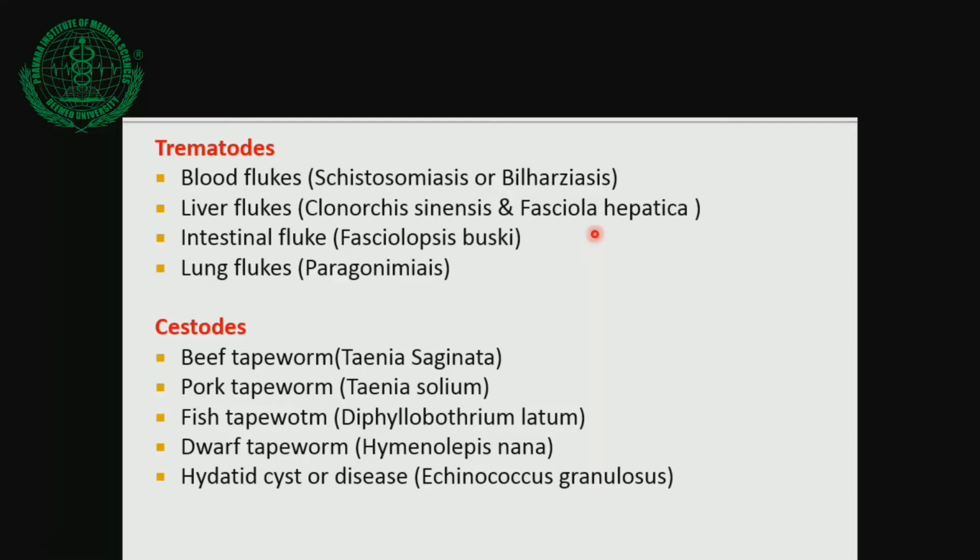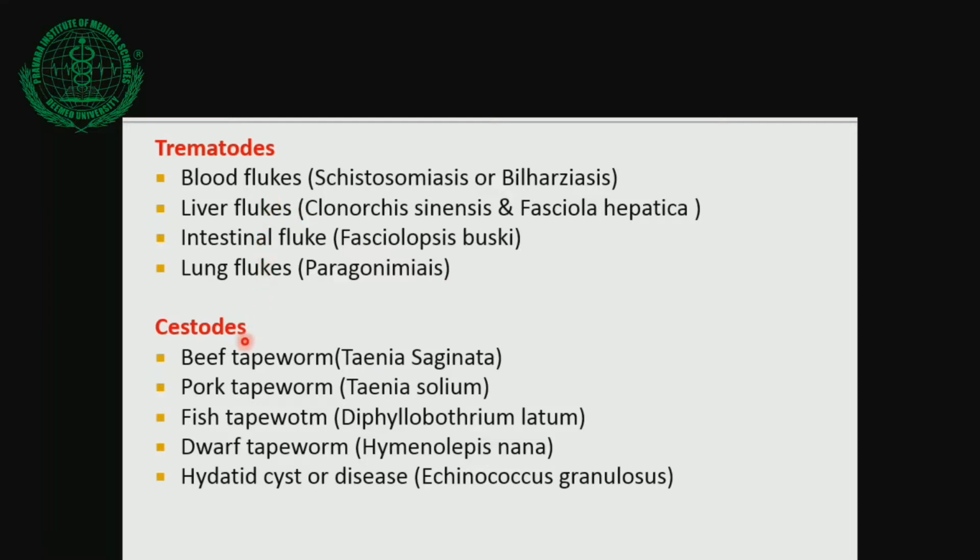Most of the time, trematodes and cestodes have two hosts. A human being is one of the hosts, and the second host can be anything like fish, dog, sheep, pork or beef. Then the intestinal fluke, Fasciolopsis buski. This you already learned in microbiology. The lung fluke is Paragonimus westermani, that is the scientific name. So: blood fluke, liver fluke, intestinal fluke and lung fluke.